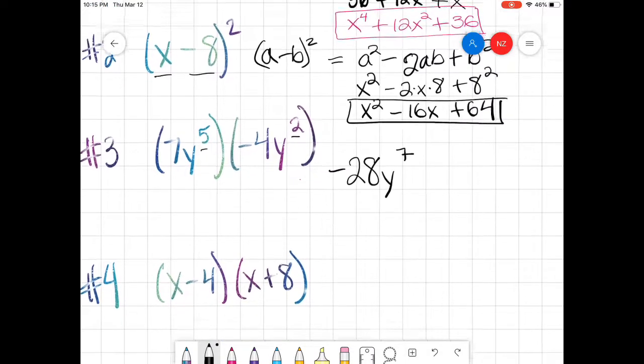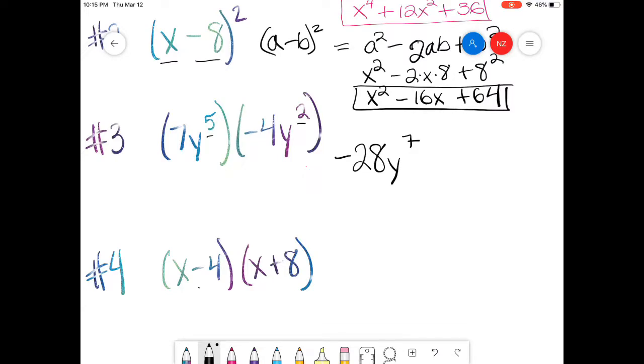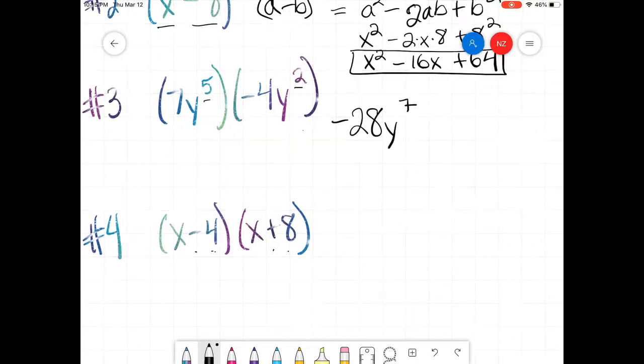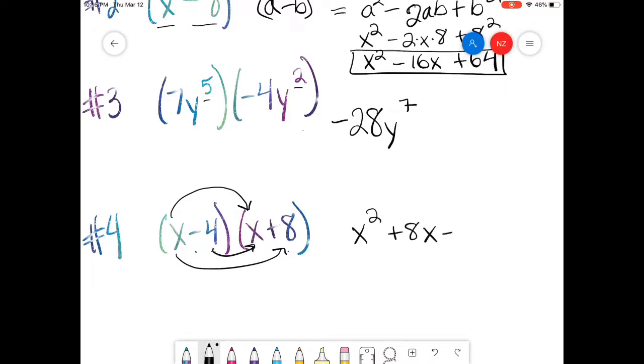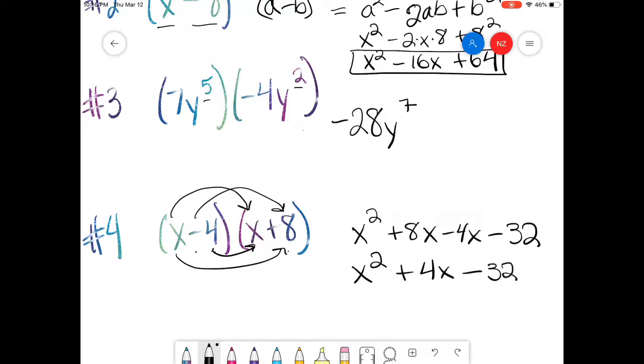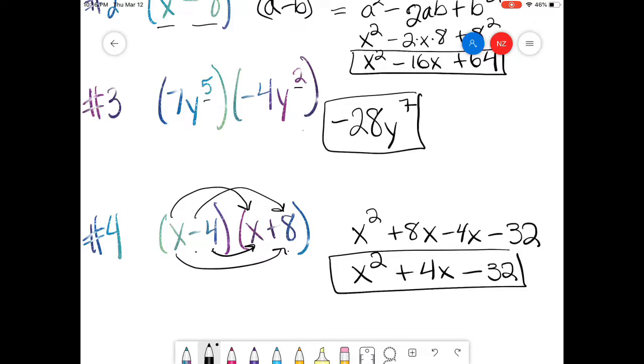On to number 4. Number 4 is not a special case, even though I have a plus and a minus, because I have 2 different b values, 4 and 8. So I'm either going to have to FOIL or box or distribute, whatever you want to do. I'll do FOIL. First, x squared, outer, plus 8x, inner, minus 4x, last, minus 32. That brings me to x squared plus 4x minus 32. Okay, so let me know if you got 100%. And we're good to go.